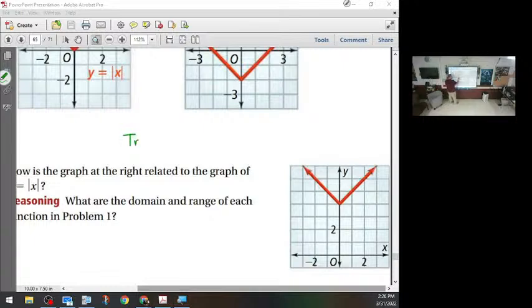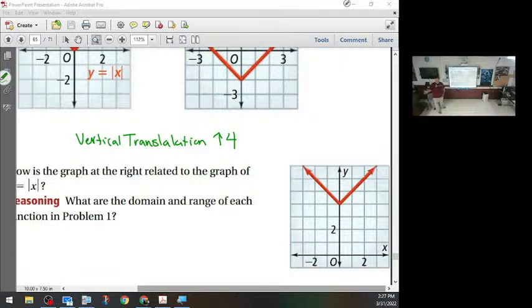I know it's some form of translation. It went up, so I say it's a vertical translation up 2 units. Now, 2 units, scale of 2, up 4 units. The other one was 2 units. This is 4 units. Vertical translation up 4 units.